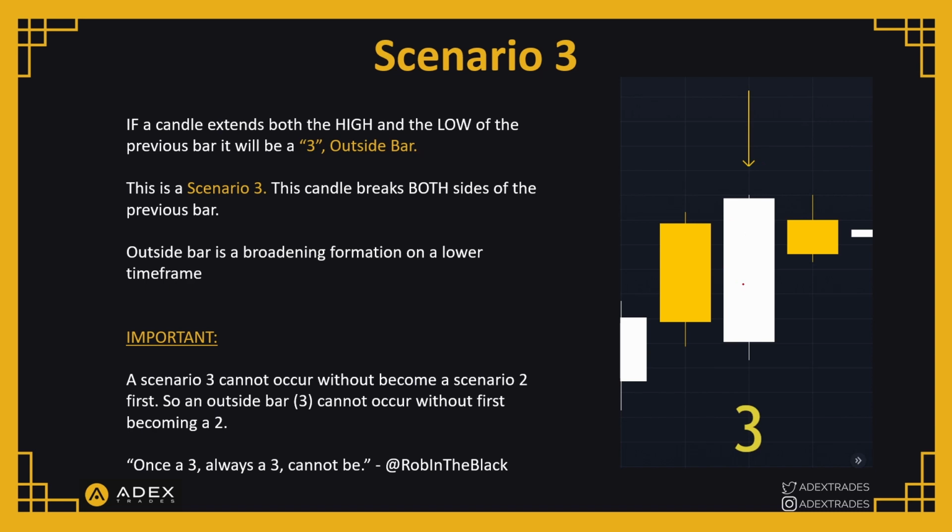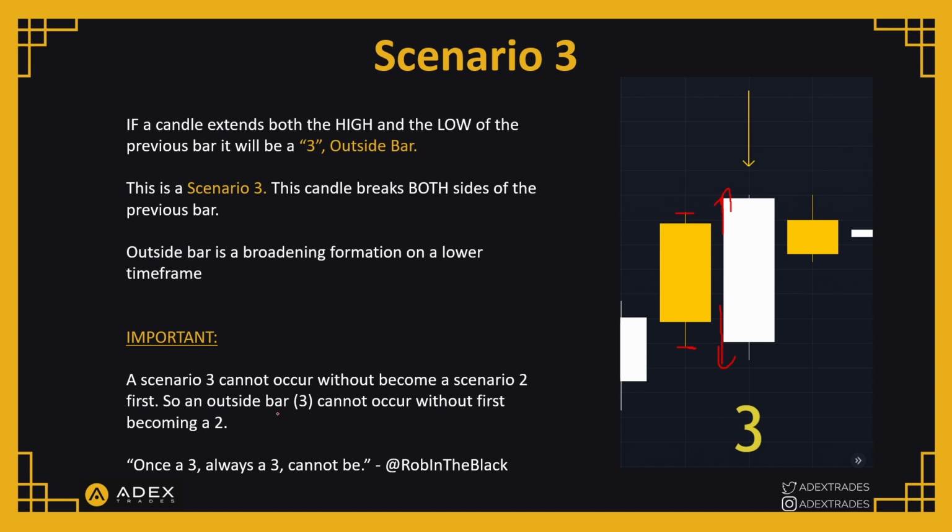So on the current candle right now, you see the candlestick before it, with its high and its low, and you see that price broke both sides. Price broke the upside and it also broke the downside. Okay, so what we say about a scenario 3, and this is very important, you want to make sure you're writing this down as well, is that a scenario 3 cannot occur without becoming a scenario 2 first.